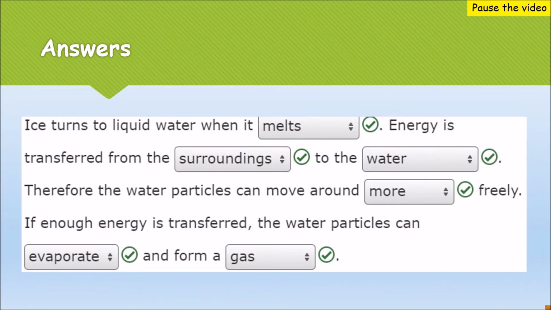Well done if you got the answers right. Ice turns to liquid water when it melts. Energy is transferred from the surroundings to the water. Therefore, the water particles can move around more freely. If enough energy is transferred, the water particles can evaporate and form a gas. Give yourself a mark out of 6.